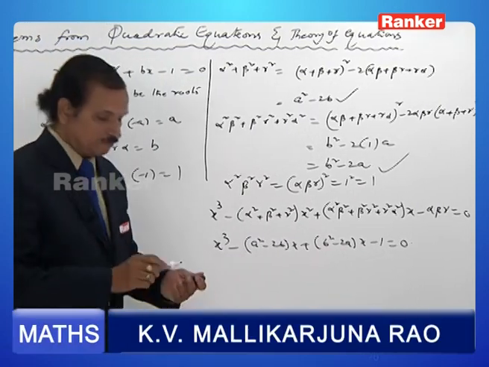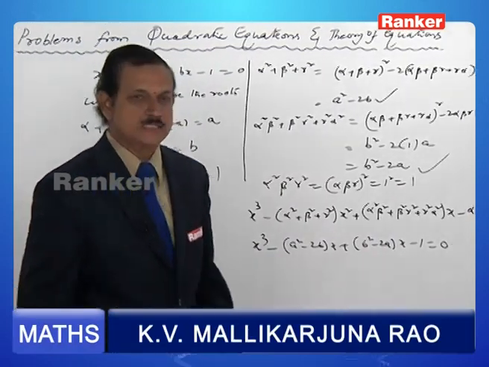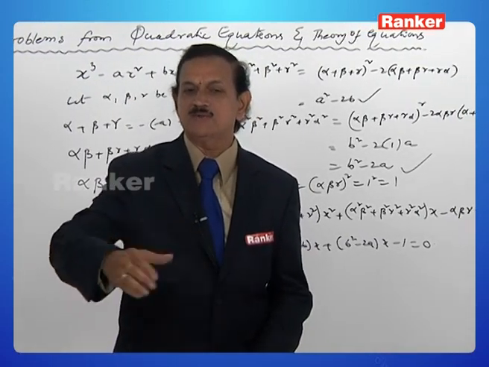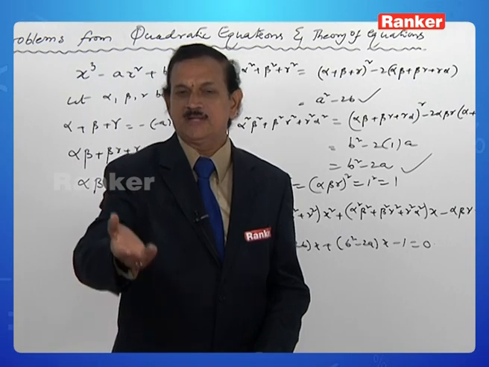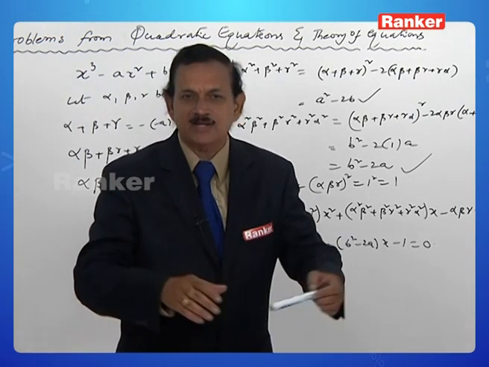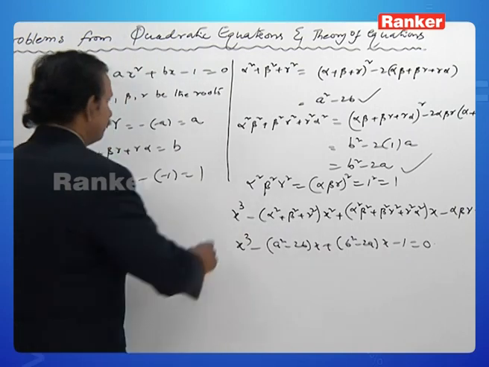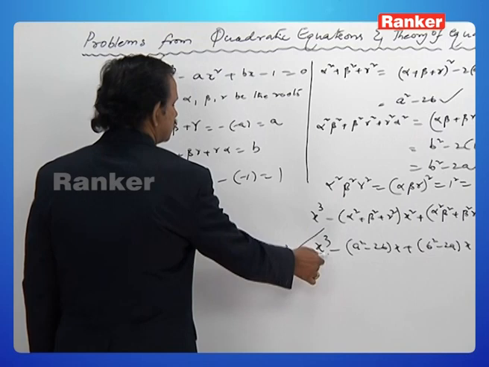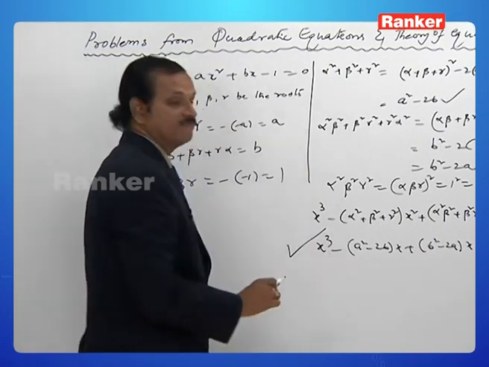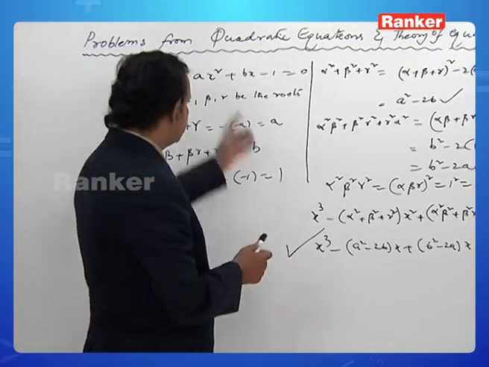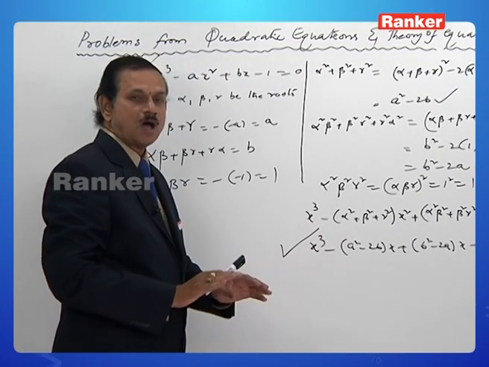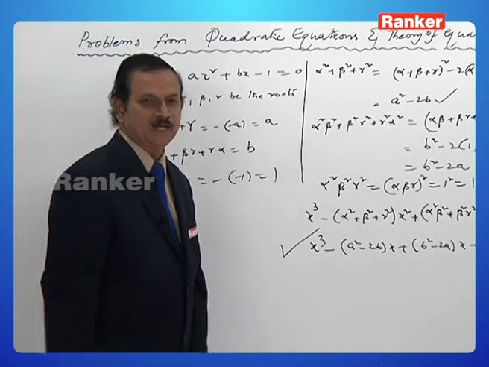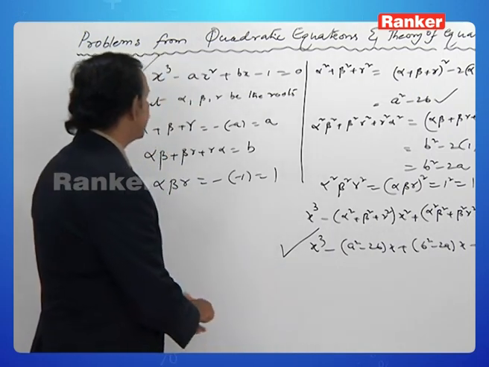Now, we concentrate on the sentence given in the data. The equation whose roots are the squares of the roots of the given cubic is identical with the given cubic. That is, this is the given cubic and this is the equation whose roots are squares of this. From data, these two equations must coincide. So, they're identical. On comparison, what can you have?